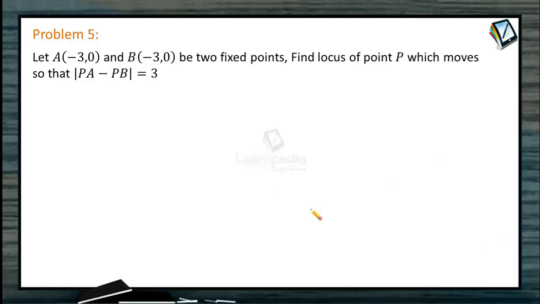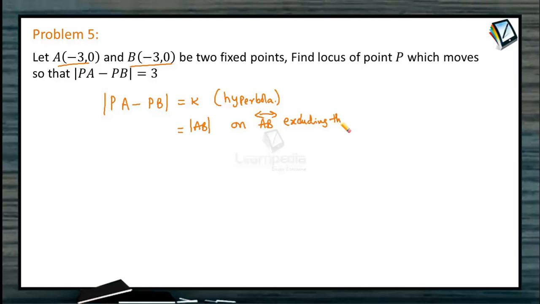Problem number 5. Here we are given 2 points A and B. We need to find the locus of a point P which moves so that PA minus PB is a constant. Now in general, whenever A and B are two fixed points, the locus of a point P which moves so that PA minus PB is a constant in general traces a hyperbola. And in an exceptional case, when this k is AB, we see that the locus is the set of points on the extended line AB, excluding the segment AB.